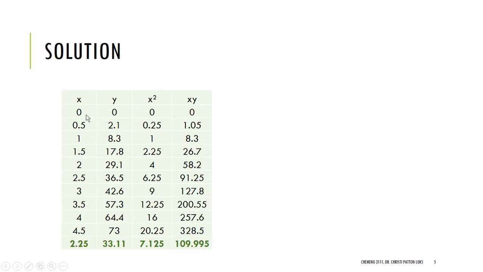So I've done this, and here's my original data in the first two columns. The average values are at the bottom in green. Then I did x squared and its average, and xy and its average. Then I simply need to use those formulas.